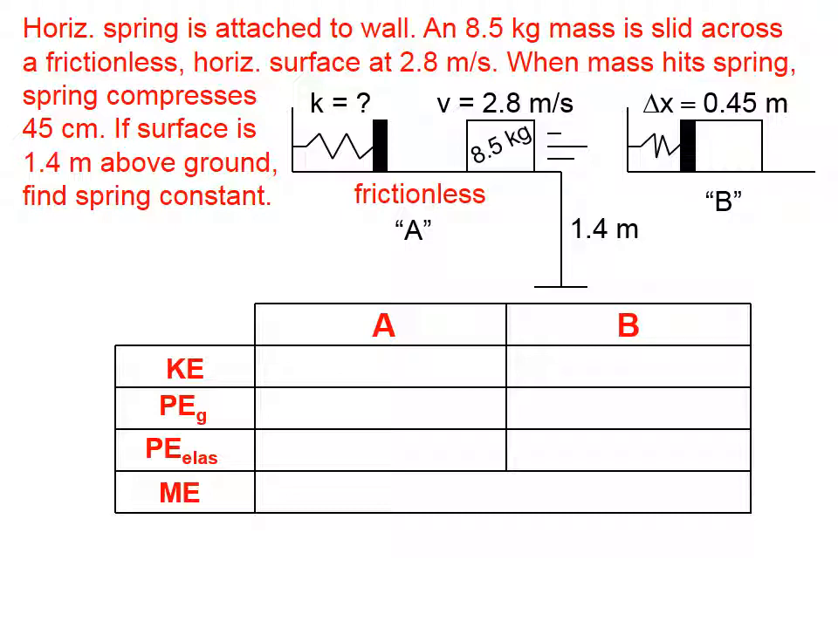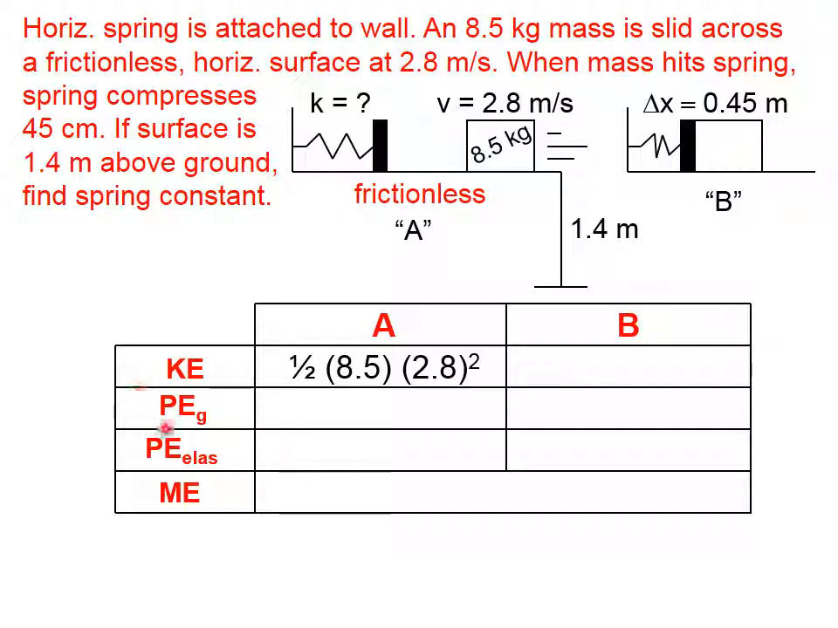On the left we have snapshot A, and on the right we have snapshot B. Let's look at snapshot A first. The system involves some kinetic energy in snapshot A, namely 1/2 times this mass times its speed squared. 1/2 times 8.5 times 2.8 squared.